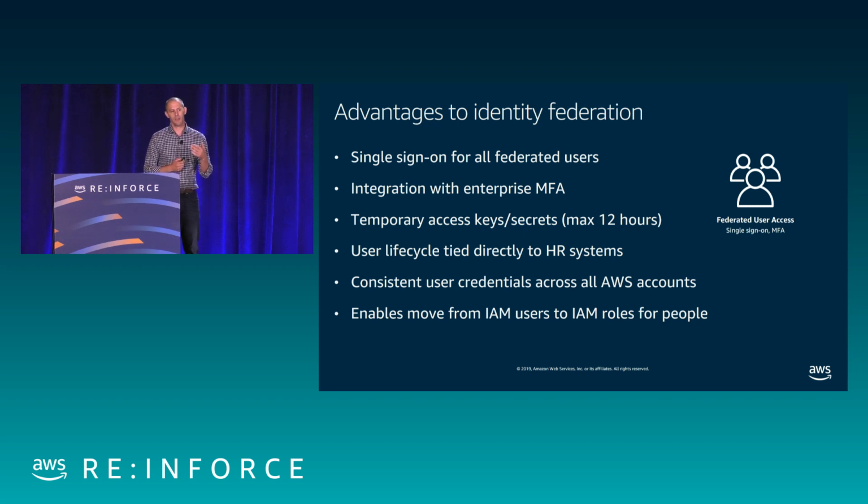We now can tie the user's lifecycle to our HR systems. So when someone enters the company, we can add them to accounts easily, and when they leave, we can take them out of the accounts easily. We have consistent credentials, as I said, and we're able to move largely completely off of IAM users entirely to roles, whether it's a person, a service, an EC2 instance, and we have one remaining case where we still use IAM users. We'll talk a bit about that.